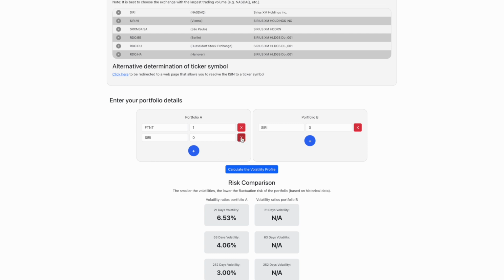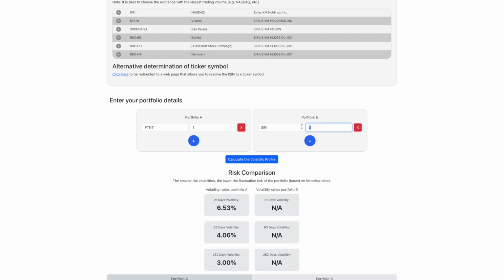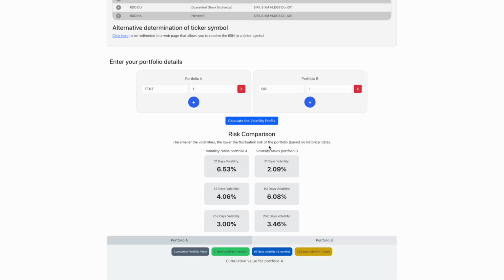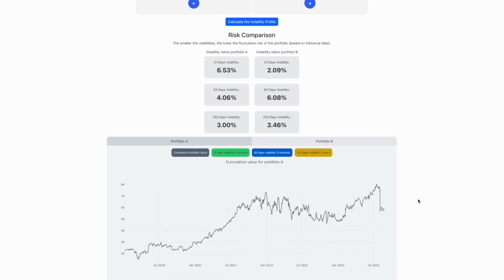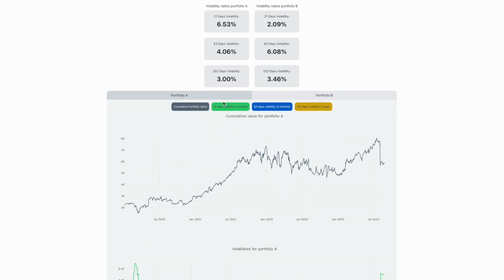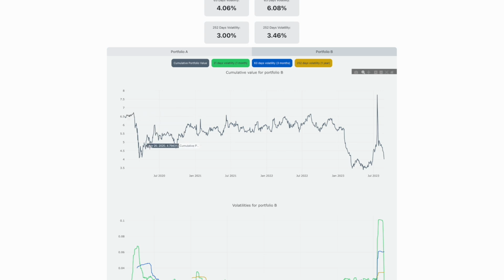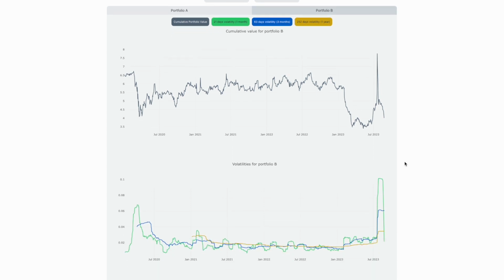We remove it from portfolio A and we add one stock to portfolio B. And again, we calculate the volatility profile. All right, so we see here the risk comparison between both stocks. And again, if we go down, this is portfolio A, so we switch to portfolio B, which is just this one Sirius XM stock. And the price chart of this stock looks like this. So we have a huge fluctuation in recent months. Now the question is, is that a good trading signal for a counter-cyclical trading strategy?